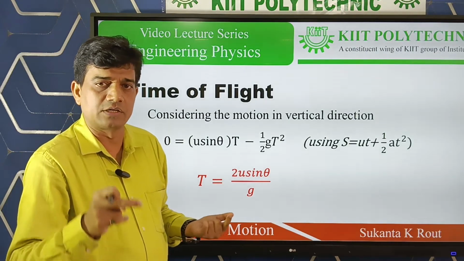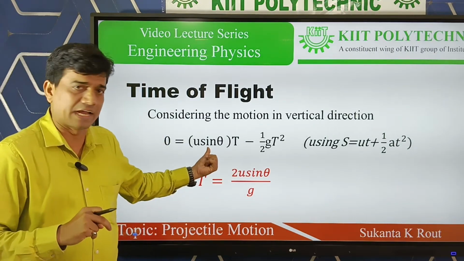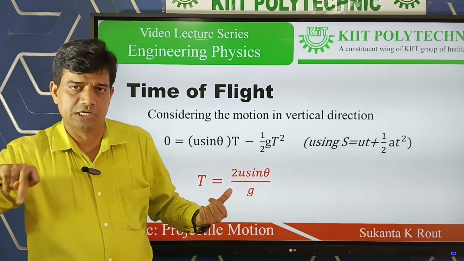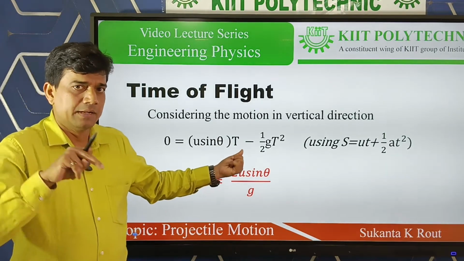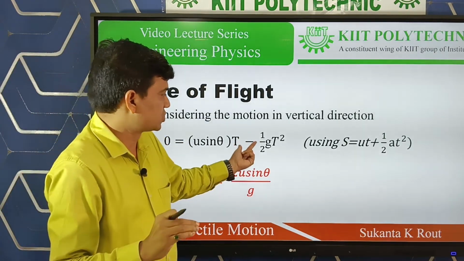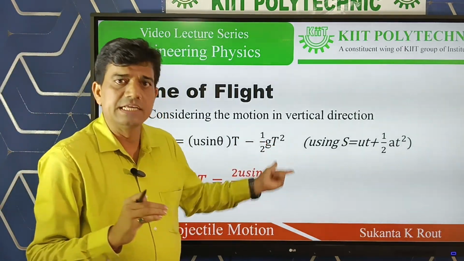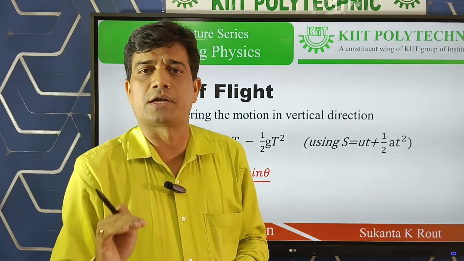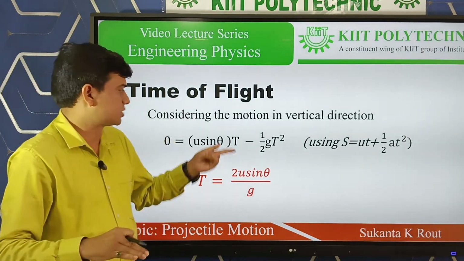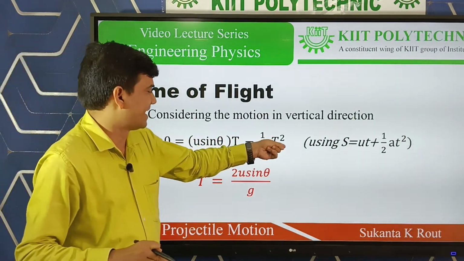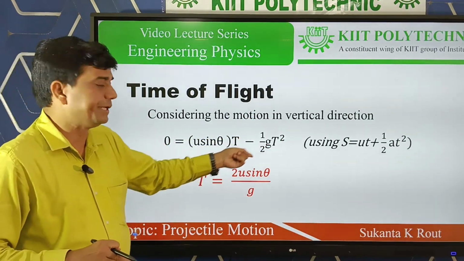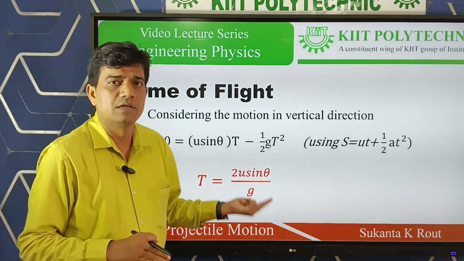In vertical direction, the initial velocity u is nothing but u sin theta. Already I have told you: in vertical direction it is u sin theta, in horizontal direction it is u cos theta. So 0 equals u sin theta into t plus half minus g, because in vertically upward direction it is minus g, into t square. Here that t is the total time of flight, or you can say the total time taken by the projectile to reach the ground, or the same level of projection. If you simplify this equation, it will be half g t square equal to u sin theta into t, one t cancels. So that t will give you 2u sin theta by g. This is the expression for the time of flight.